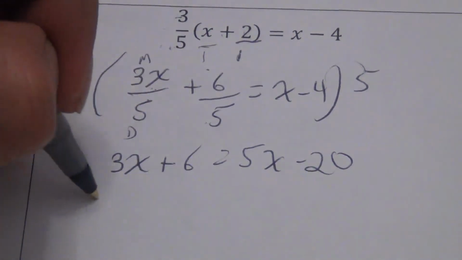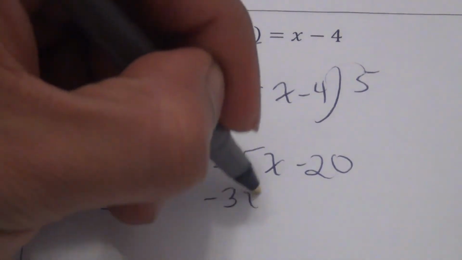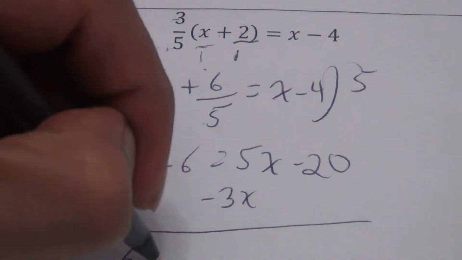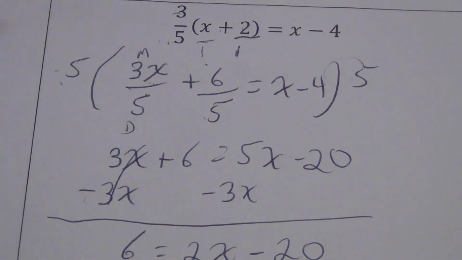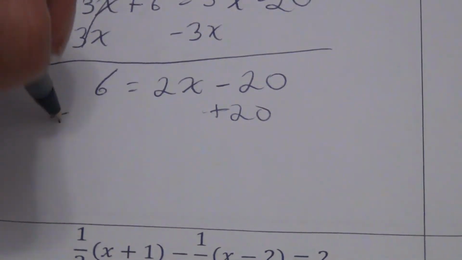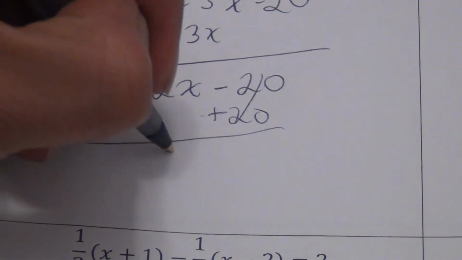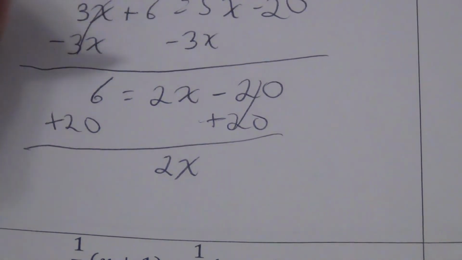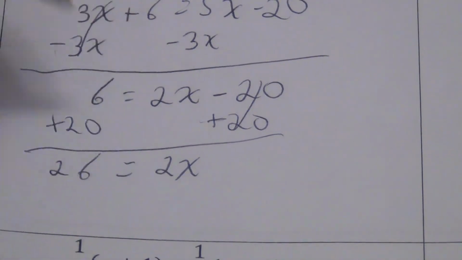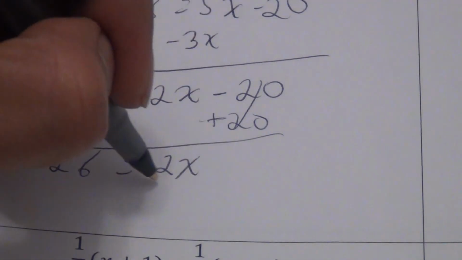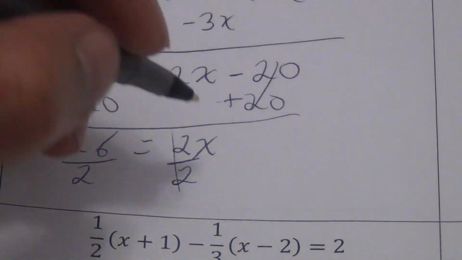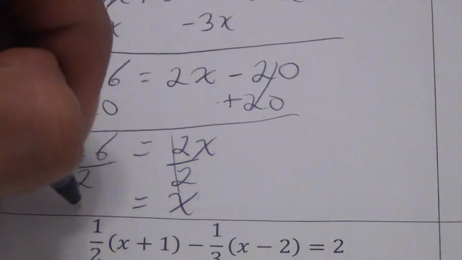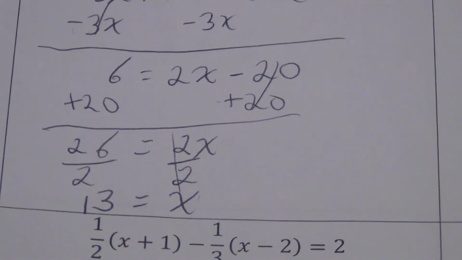Variables on both sides, yes, get rid of the lesser one. Additive inverse? Sure. Now we're gonna use the multiplicative inverse, but I'm gonna go easy on you and we're just gonna divide by 2 on both sides. So x equals 13, okay?